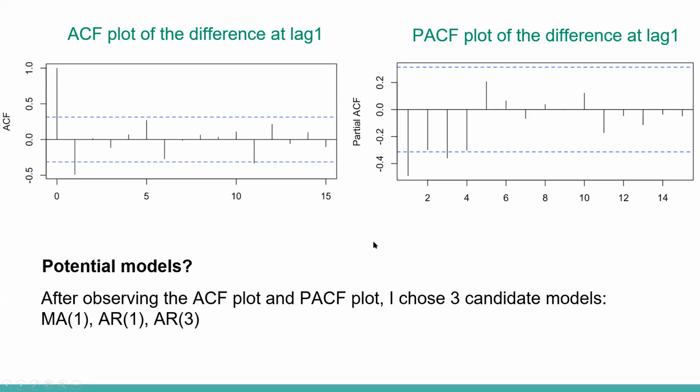Now, is there anyone? Can you now see the reason why using these two plots right here is suggesting these models? Is there anyone who has trouble understanding how the two plots right here are actually suggesting the MA1, the AR1, the AR3?